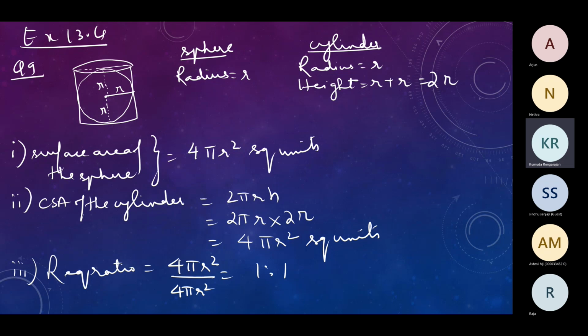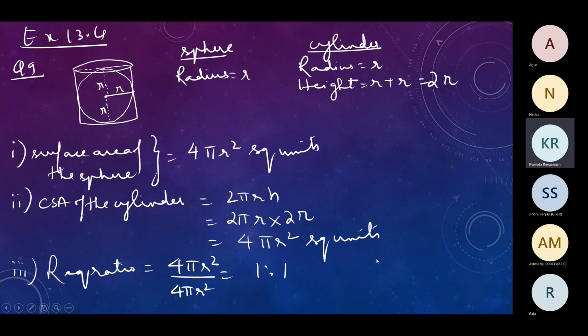CSA of the cylinder, 2 pi r h. Radius is r, but h is 2r, so only h you will have to substitute. So you get 2 into 2, 4 pi r square when you multiply. Then we have to find the ratio of the answers we have gotten, 1 and 2. 4 pi r square by 4 pi r square, which is 1 by 1 or 1:1.